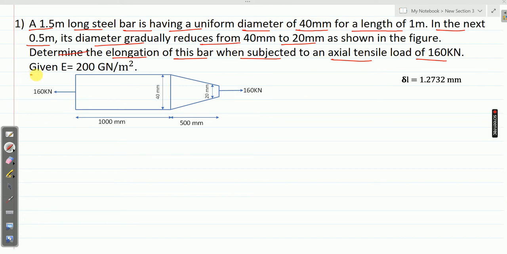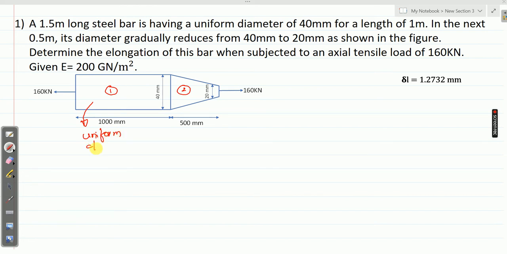It is given that Young's modulus is 200 giganewton per meter square. So this is the question, and this will be the figure. If you observe this figure, there are two sections. This is your section 1 and this is your section 2. Section 1 has a uniform cross section with the diameter 40 millimeter.